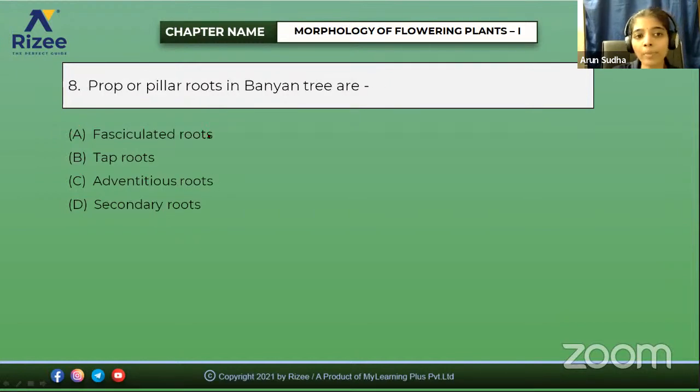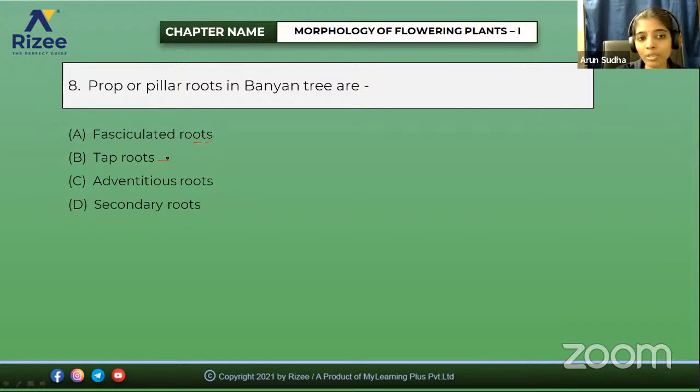Prop or pillar roots in the banyan tree are what type of roots? Whether they are fasciculated roots, tap roots, adventitious roots, or secondary roots. Yes, option C is correct. Okay, we saw the different types of roots, right? Fasciculated roots are modified adventitious roots. They will be swollen throughout. Asparagus and dahlia all come under fasciculated roots.